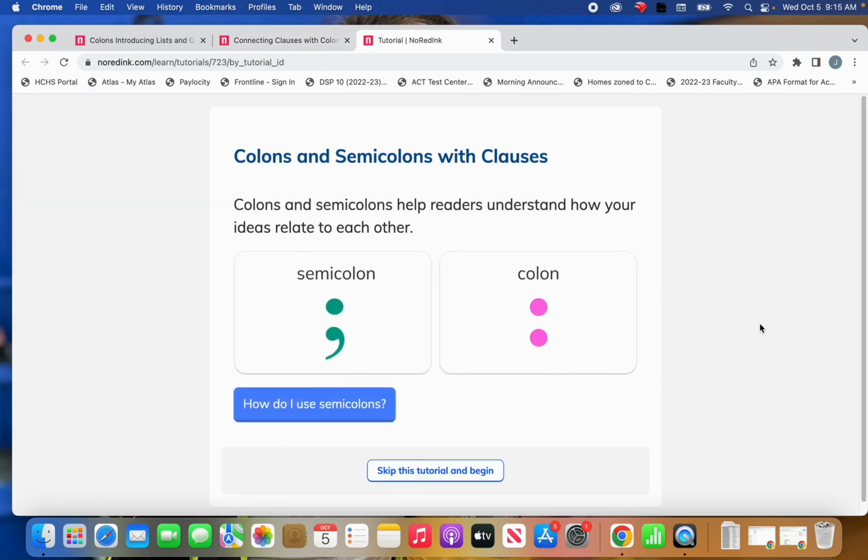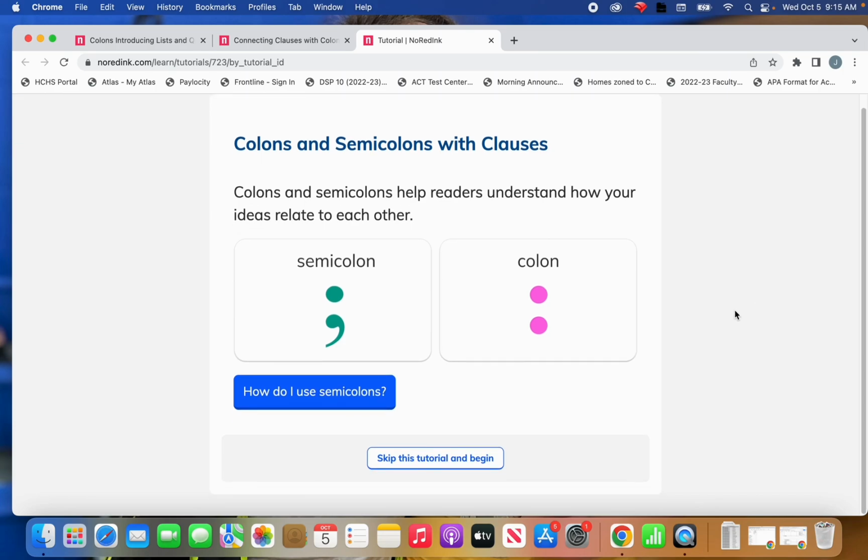All right, colons and semicolons help readers understand how your ideas relate to each other. And I would say that these punctuation marks are ones that people are typically confused about. And so if they do use them, they sometimes use them incorrectly, or most people just avoid using them at all. So let's take a look at this so we can actually use these tools and use them correctly.